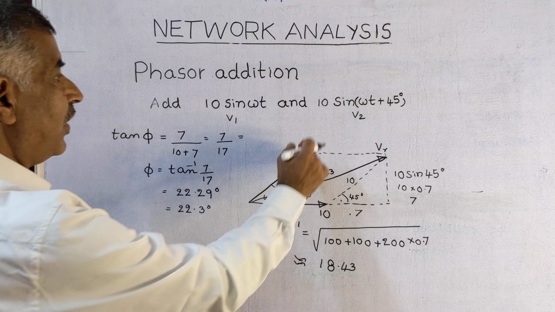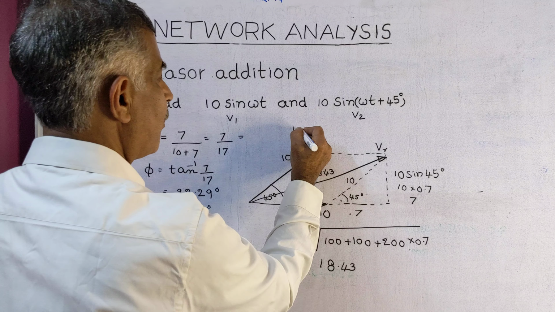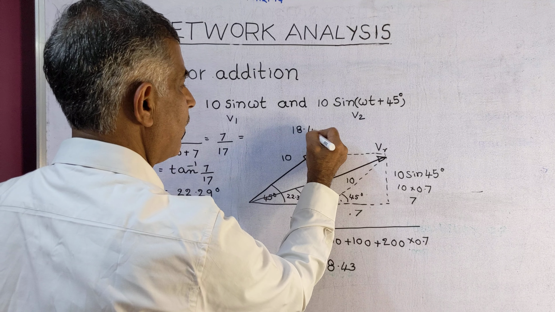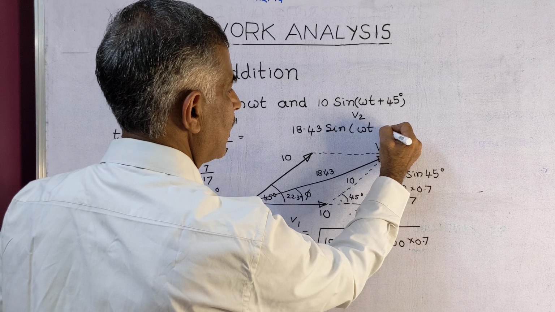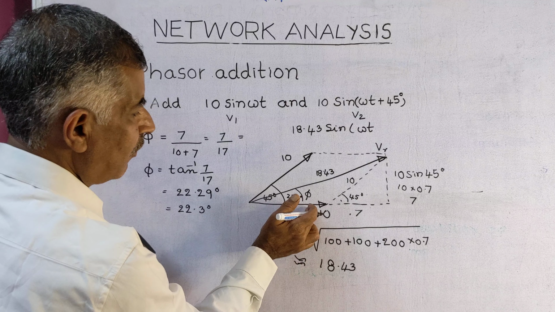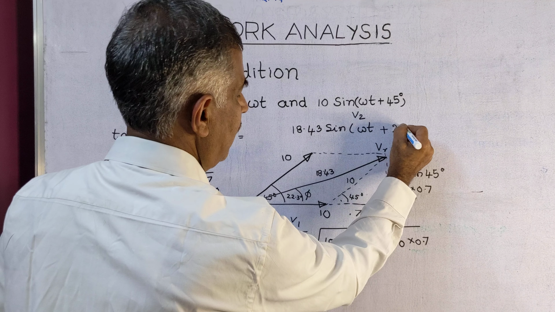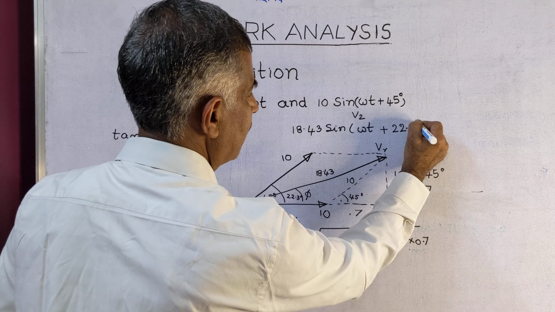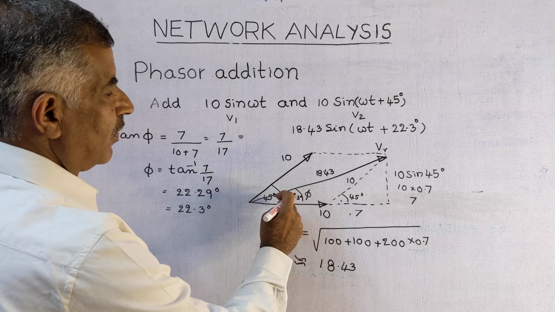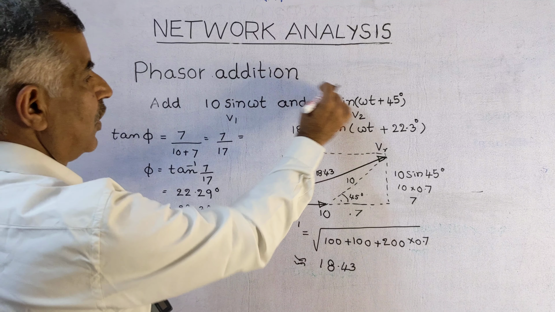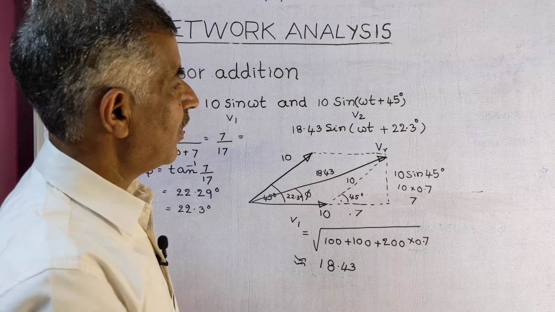Therefore, the resultant of V1 and V2 is 18.43 sin omega t. Now this resultant is ahead of the reference phasor by 22.3 degrees. Therefore the phasor addition of these two is 18.43 sin omega t plus 22.3 degrees.